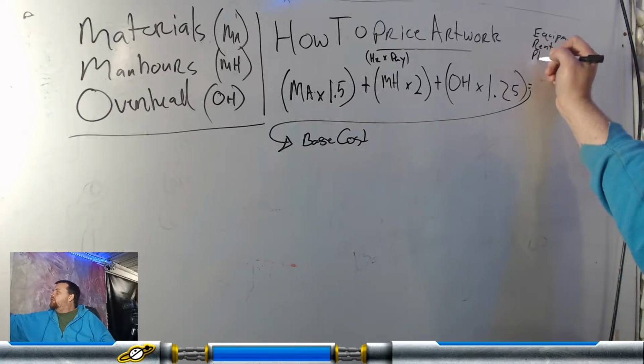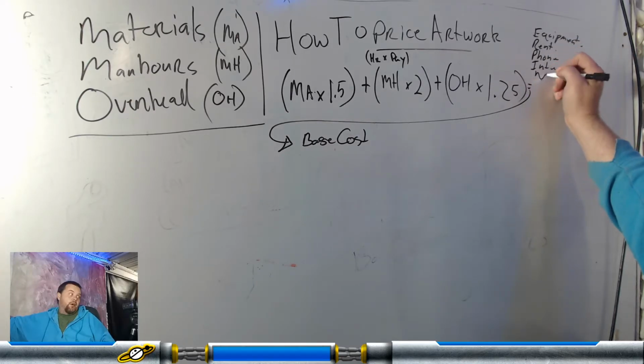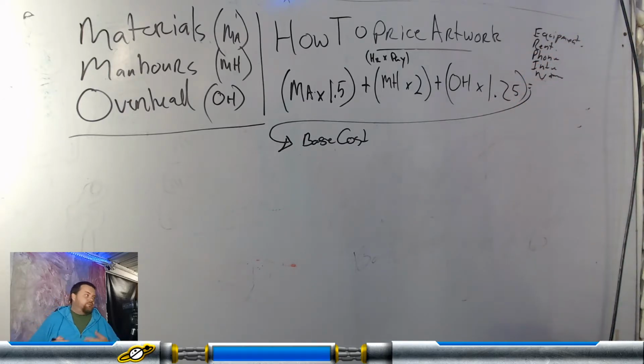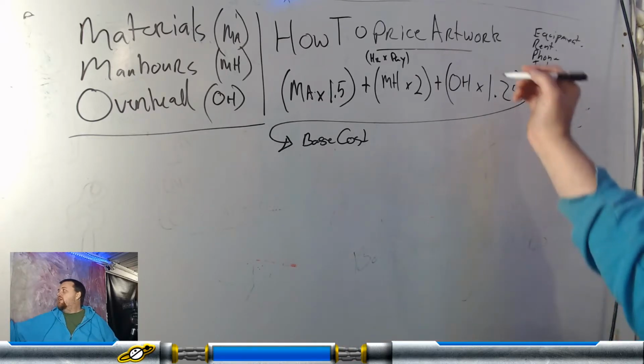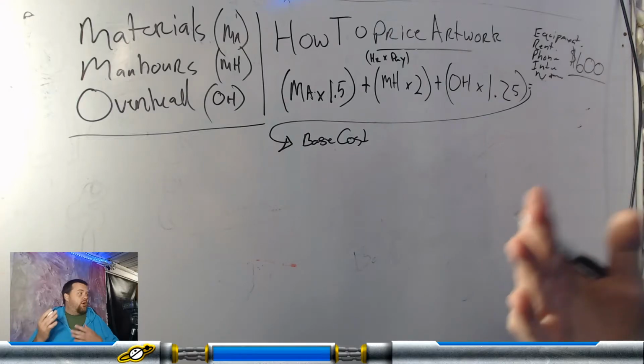Then you have phone, internet, water, etc., etc., etc. For sake of argument, I'm going to go with a number of about $600 just for this, because it's a nice simple number, and I'll show you why. So for the total overhead, let's just assume you have $600 in overhead per month.